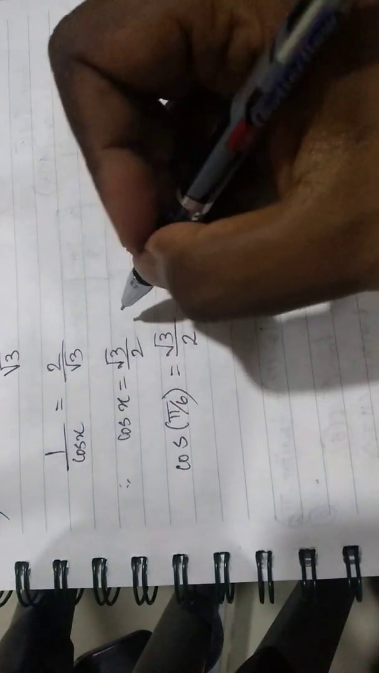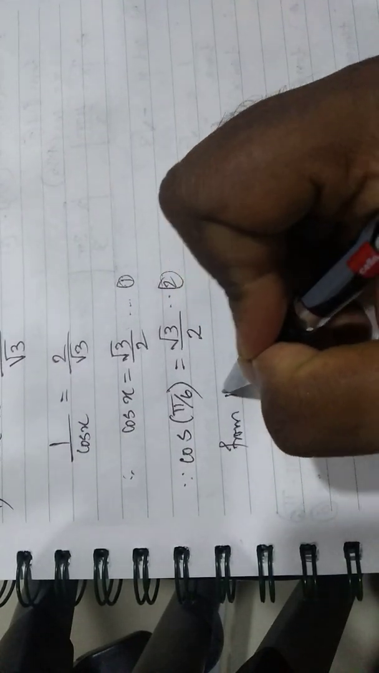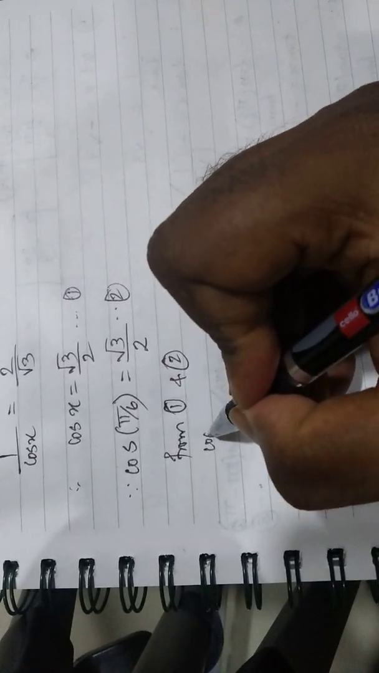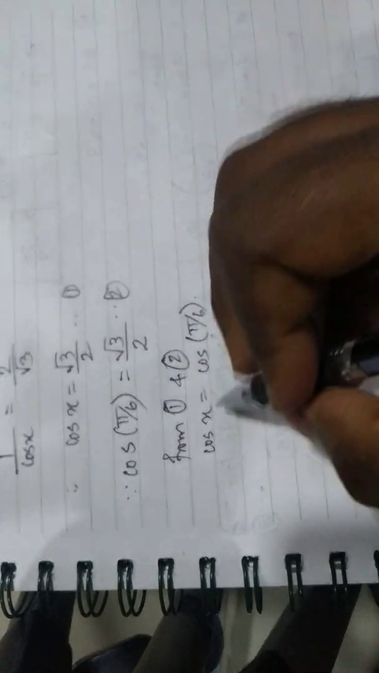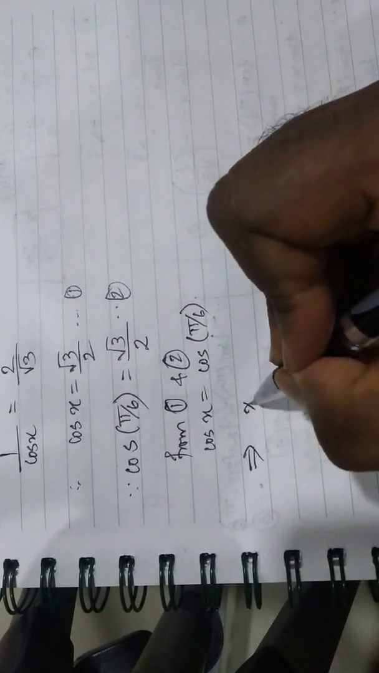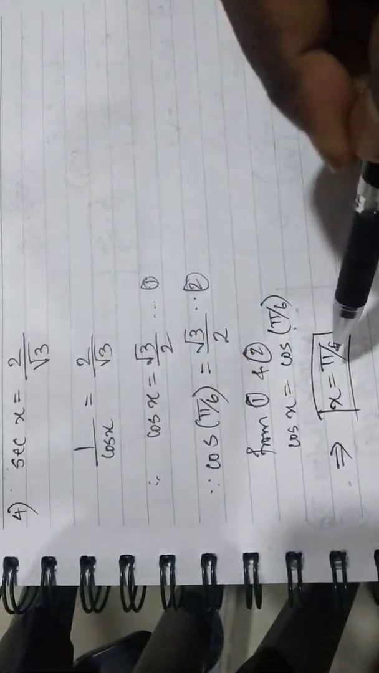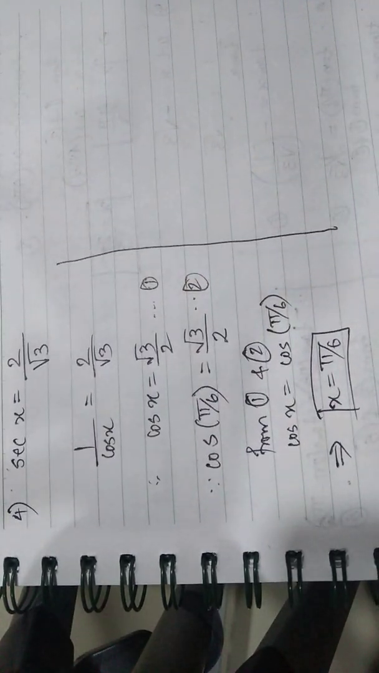So you compare, from 1 and 2, you have cos x equal to cos pi by 6. So this implies x equal to pi by 6. So we got the first answer. When we don't have a negative sign, then it's quite simple, as you can see, but the moment you have a negative sign, we need to be a little extra cautious. So you got the first solution. Now let's move to the next one.